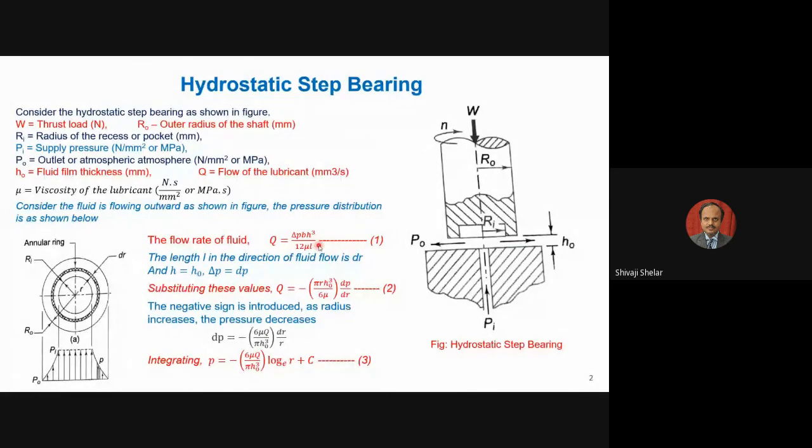L does not mean the length of the component. It is the length of the geometry, or the dimension, in which the flow is taking place. And B is the length of the geometry perpendicular to the flow direction. So the selection of B and L for non-circular geometry is very important. Only then will you get the correct value of Q. Otherwise, your calculation will go wrong.